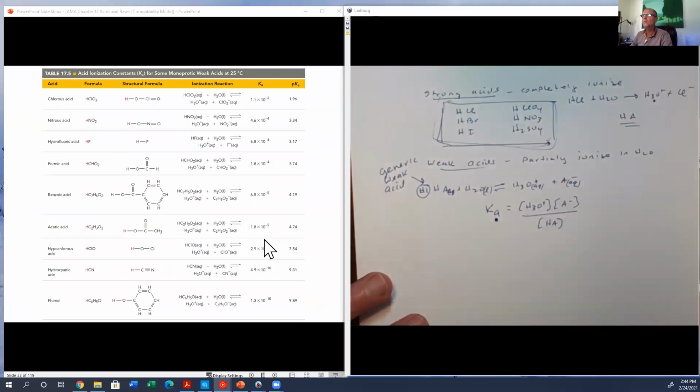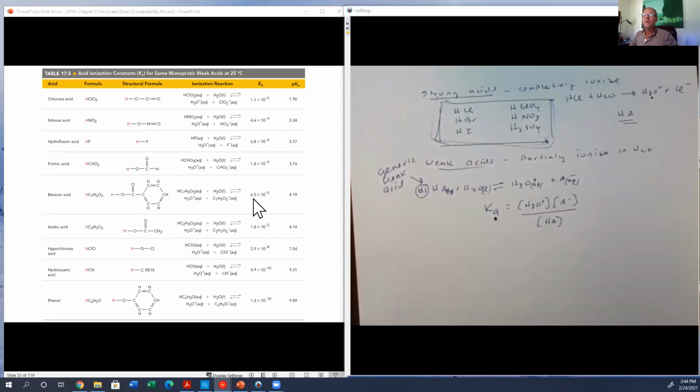So here are some weak acids, and there are a lot of them. That's why if you just memorize the 6 strong acids, then everything else you see is weak. Here's HF, a weak acid. Its Ka is 6.8 times 10 to the minus 4. So you can see there are some weak acids that are stronger than HF. Here's chlorous acid. It's stronger than HF. And then there are some weak acids that are much weaker.